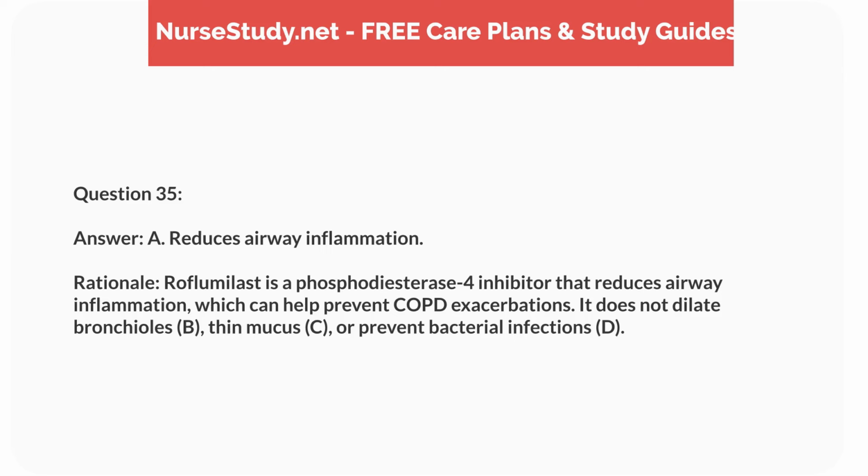Reduces airway inflammation. Rationale: roflumilast is a phosphodiesterase 4 inhibitor that reduces airway inflammation, which can help prevent COPD exacerbations. It does not dilate bronchioles, B, thin mucus, C, or prevent bacterial infections, D.